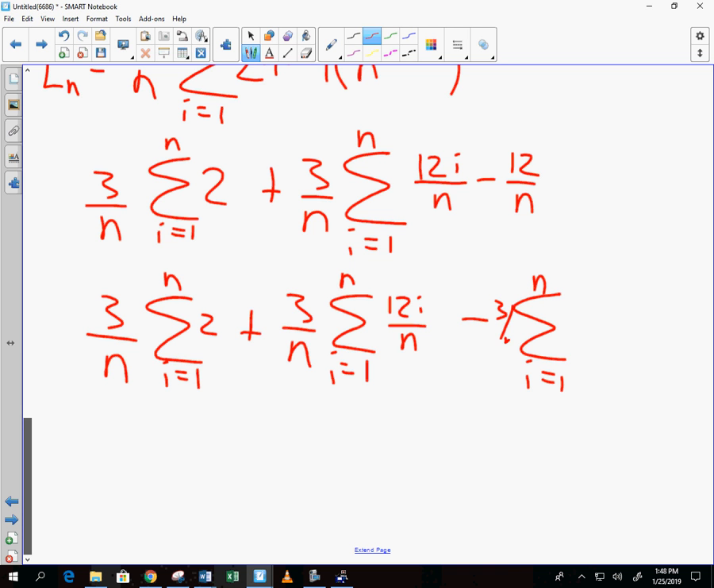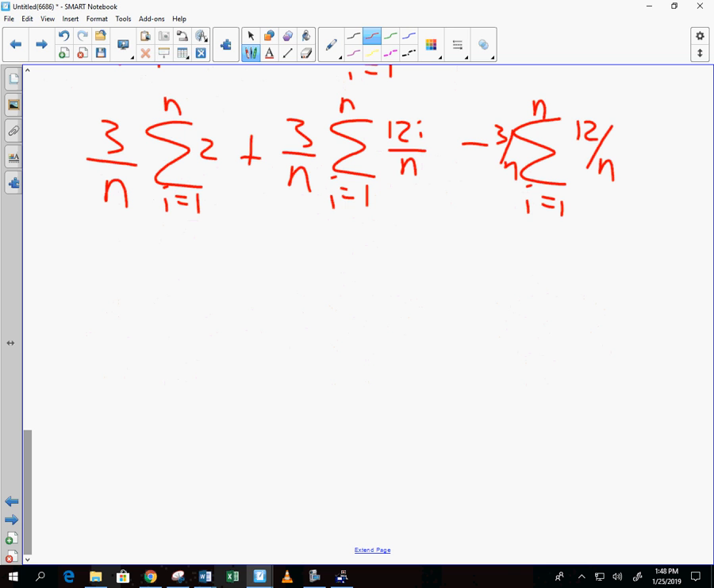We have the 3 over n out front, 12 over n. And remember, what we do is we just get rid of everything that doesn't have an I on it. And so this one is 3 over n, and you'll multiply by 2n. Well, we saw that's going to give you 6. We saw that before.